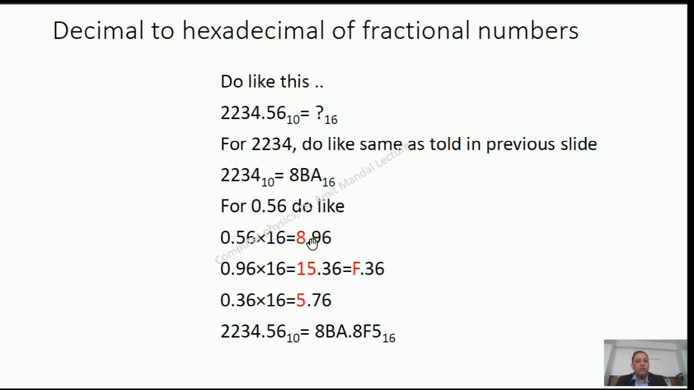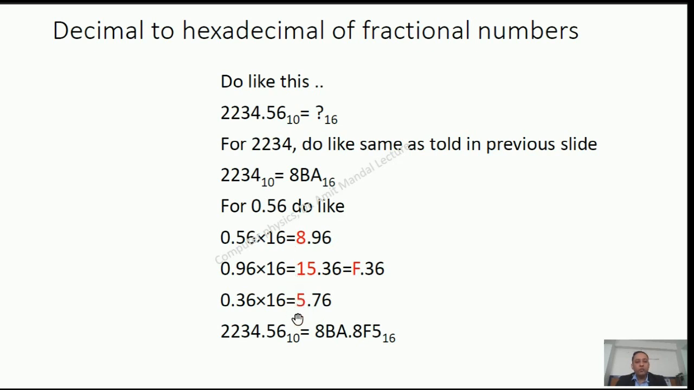Now this 8 will be used for the hexadecimal representation. Now this 0.96 into 16, you will get 15.36. This 15 stands for F, the hexadecimal symbol is F, so this F will be used for the hexadecimal representation. Similarly, for this 0.36 multiply with 16, you will get 5.76. This 5 will be used for the hexadecimal representation.